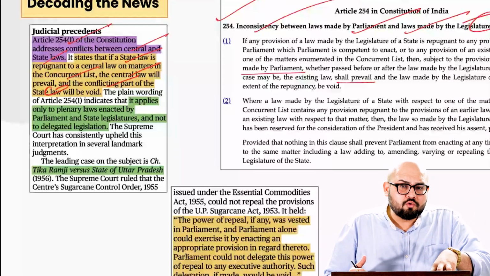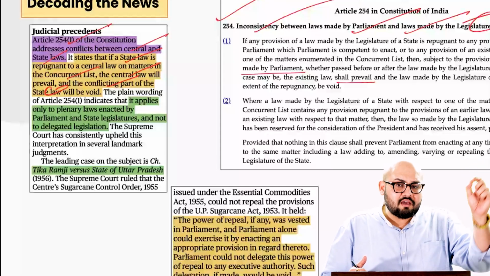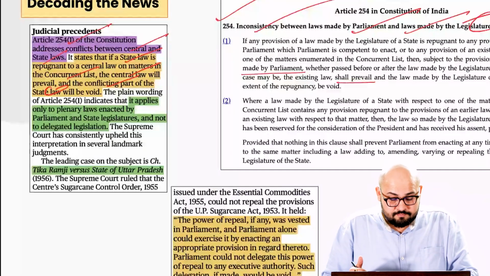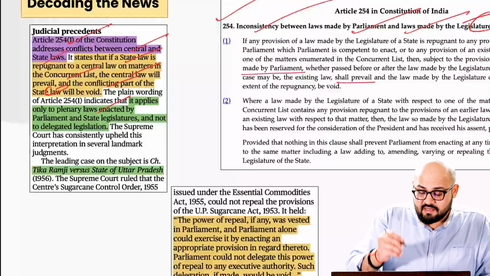But is it also true for the delegated legislations? Is it also true for the regulations which are made on the basis of a central law? That's the question. It applies only to the laws enacted by the parliament and state legislatures and not to delegated legislations.